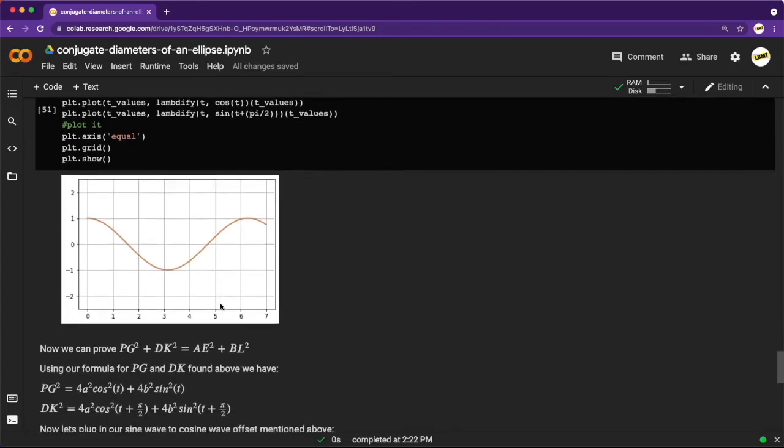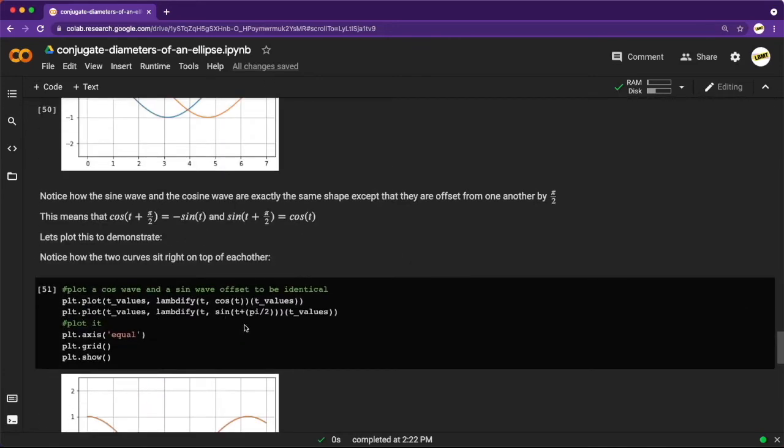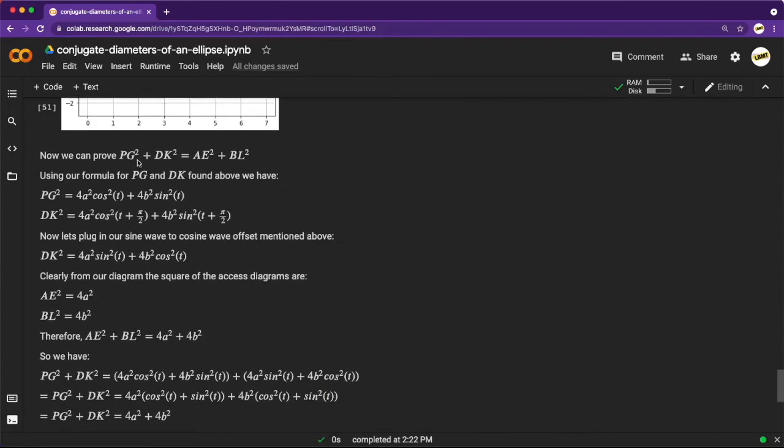So how does that help us? Well, it helps us because we can just substitute in using these little formulas here to try to get our parameters to equal each other. And that gives us what we need in order to do the proof we need to do. So using our formula for PG and DK above, remember we have PG squared equals 4a squared cosine squared t plus 4b squared times sine squared t. And then DK squared equals the same thing, just with this offset here on the parameter.